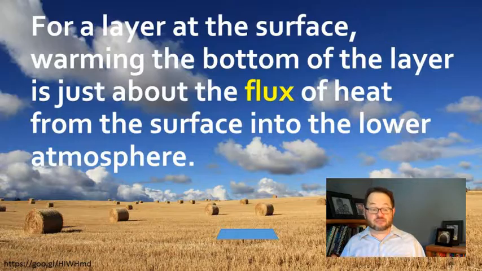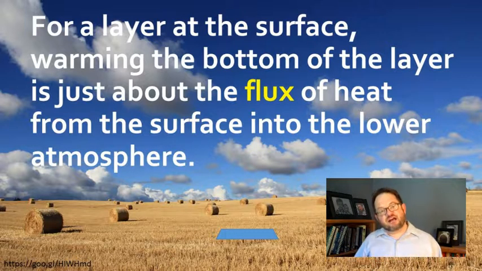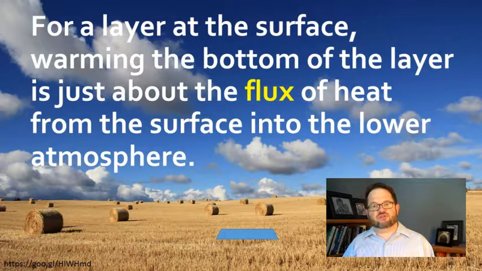For the layer at the surface, your best bet to change the stability of that layer is to warm the layer from the bottom, to increase the temperature of the bottom by having a flux of heat from the surface into the lower atmosphere. Now I've defined a little rectangle there. I've tried to make it look like it's sitting there on the surface of the Earth. We could have a flux of heat.